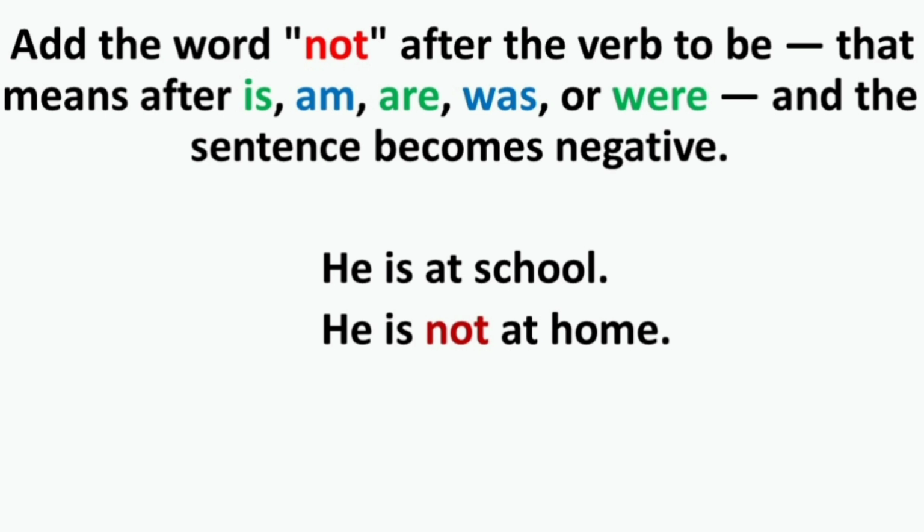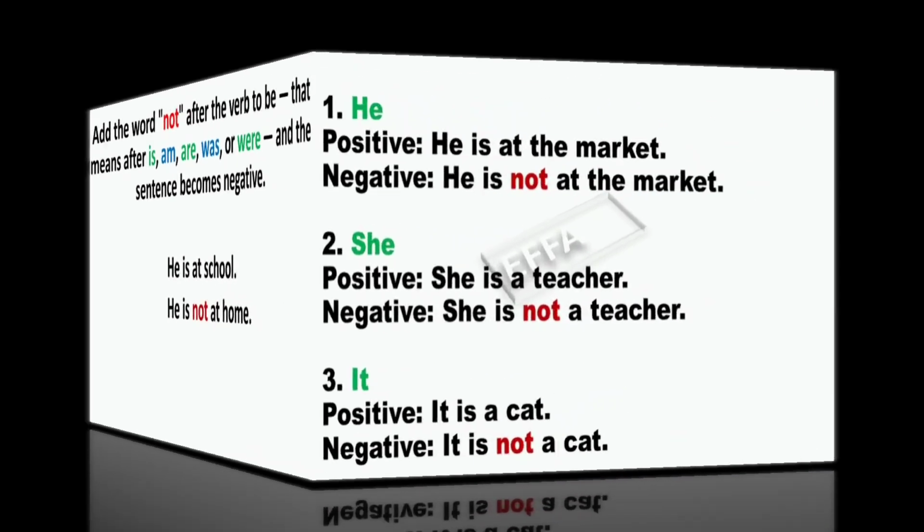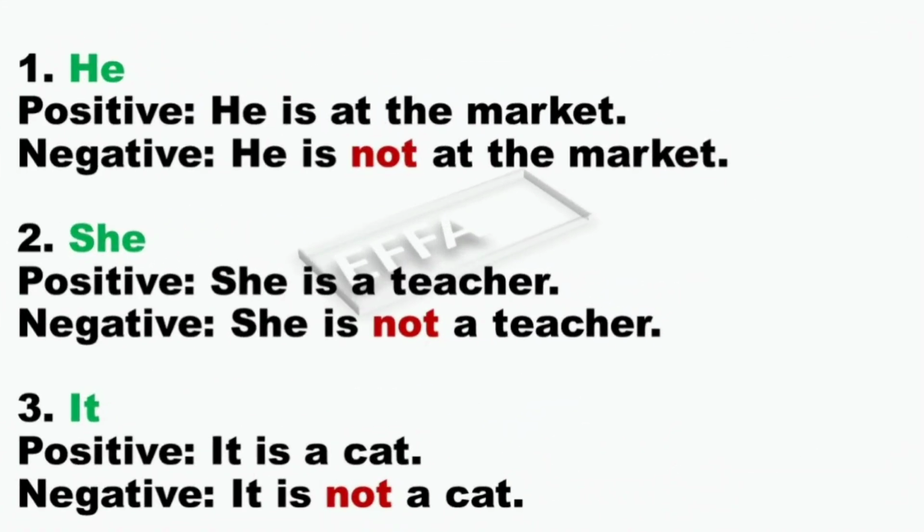For example, he is at school. Now, dear friends, if we wanted to change this sentence to a negative one, we say he is not at home. You see, my friends, we just added the word not after the verb to be and the sentence became negative. Alright, now let's look at examples for each pronoun so you can understand it even better.